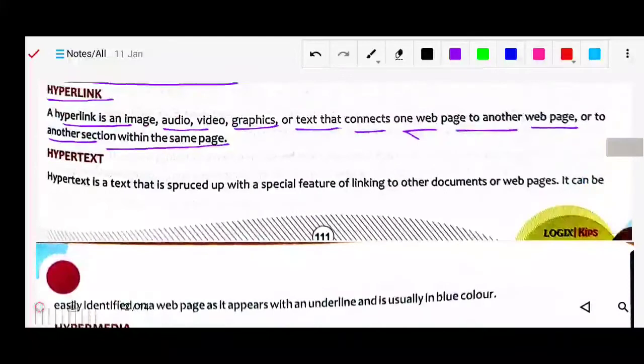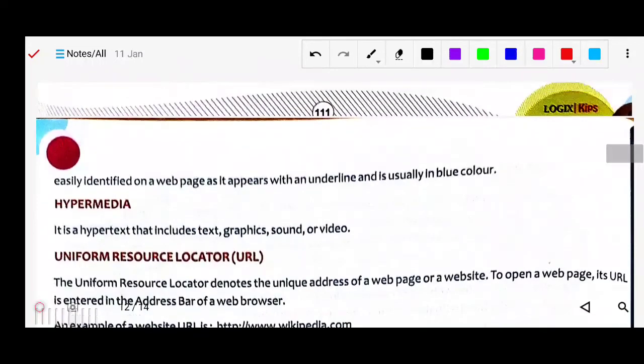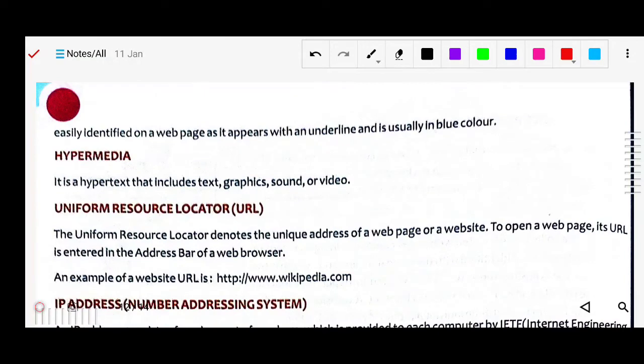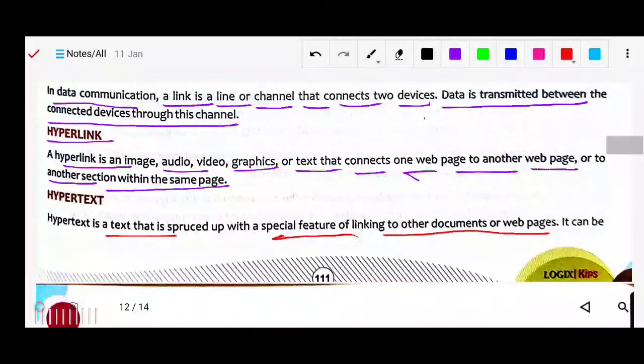Next is hypertext. About hypertext I already taught. What is hypertext? It is written in which language? HTML language. Got it? It has the feature of linking to other documents or pages. It can be easily identified on web pages, appears with an underline, and is usually in blue color. As I just taught, this is a hyperlink.